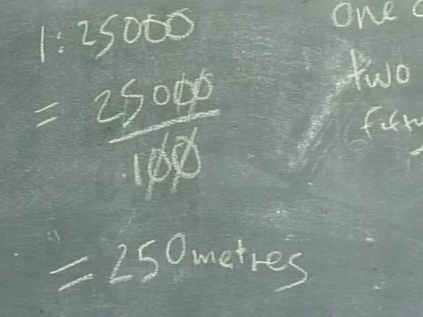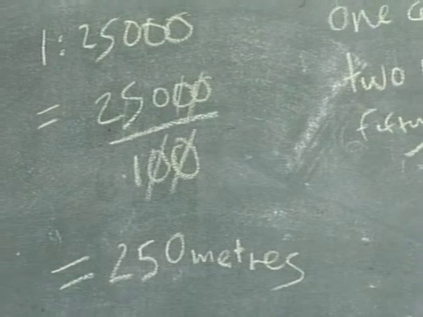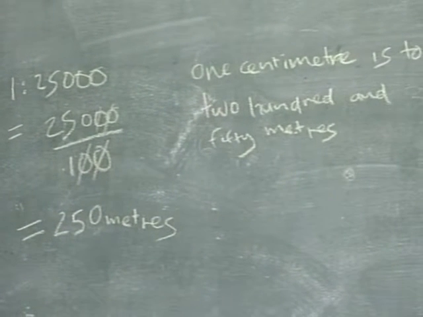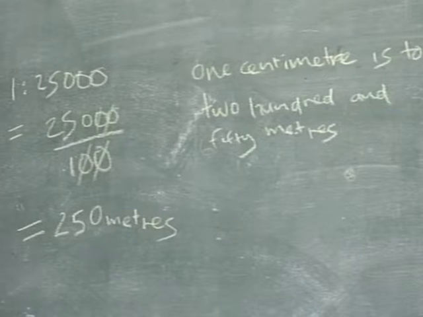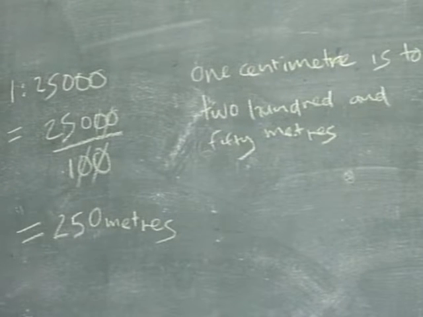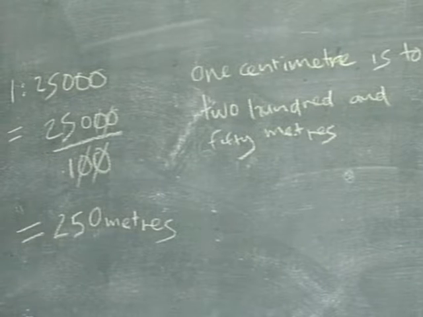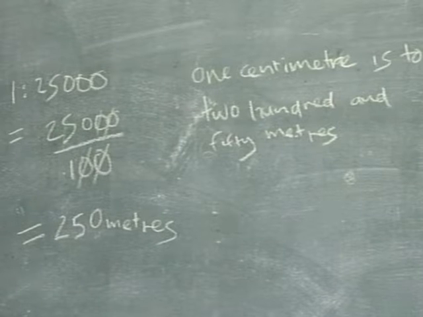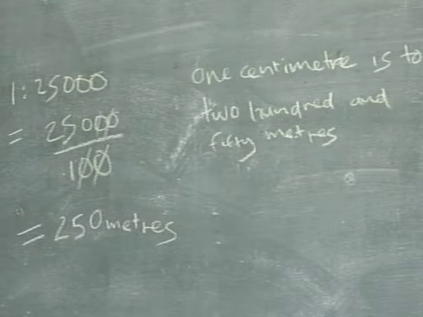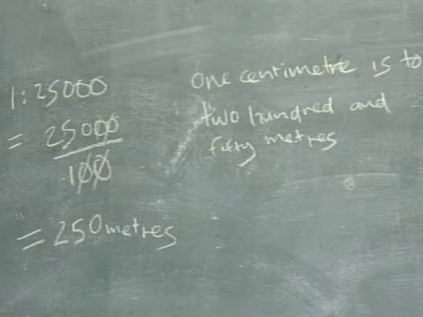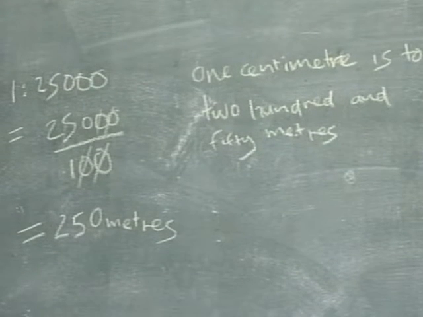Okay, thank you, Mason. Are we all happy with his explanation and working out here? And if we had to convert this into kilometers, could we still do the same? Yes, but this time instead of dividing by 100, we are going to divide by 100,000. And what would be the answer in kilometers when we do that? 0.25 kilometers, which is a quarter of a kilometer. So 0.25 is a quarter of a kilometer. 0.5 is half a kilometer.